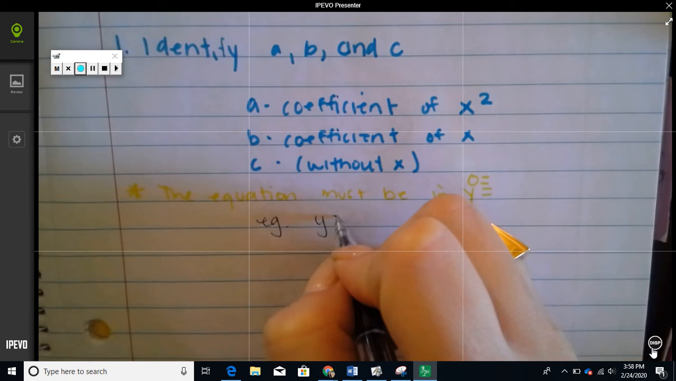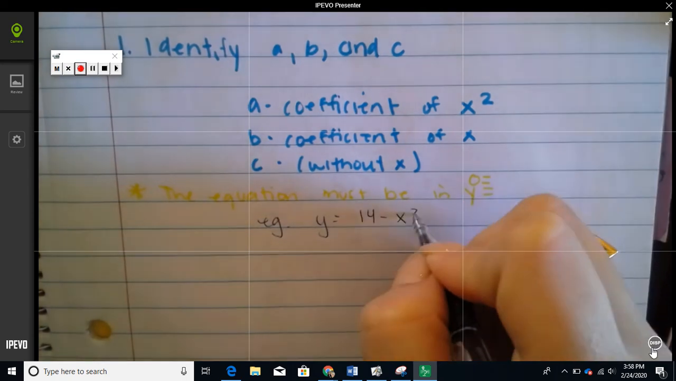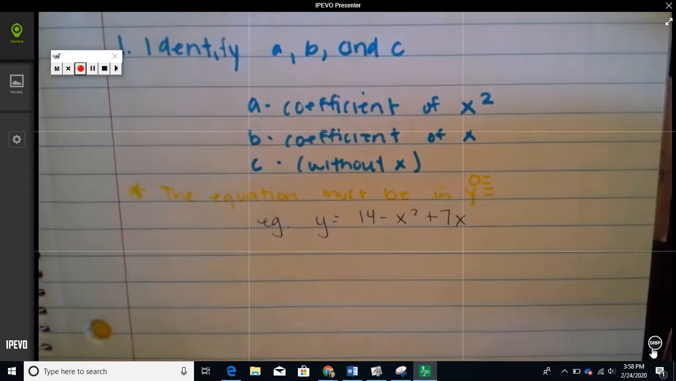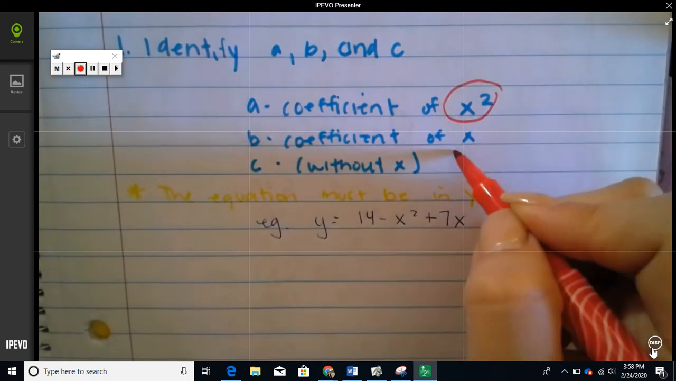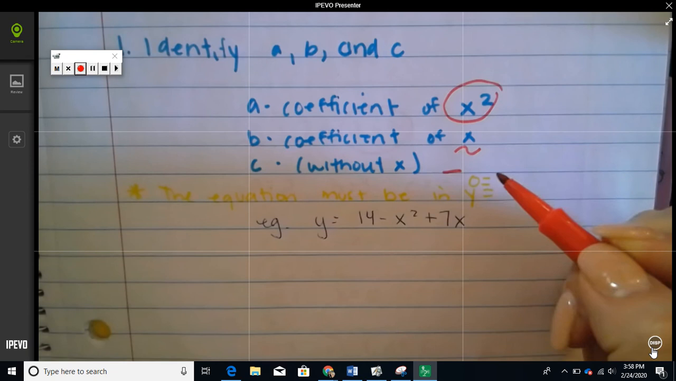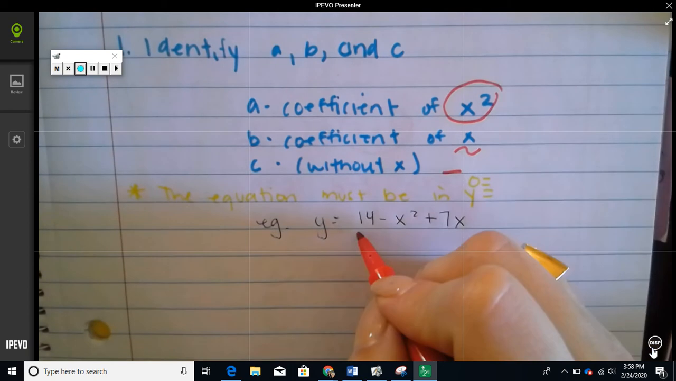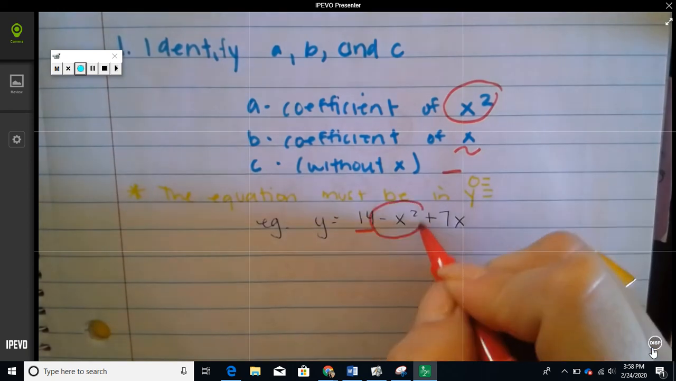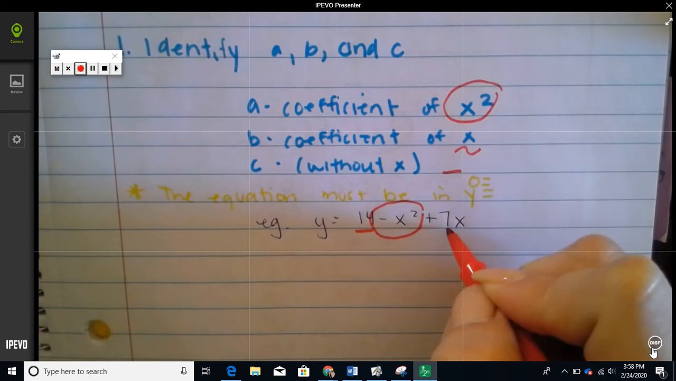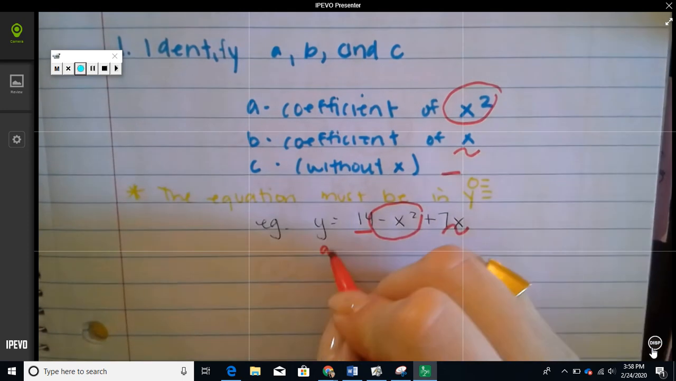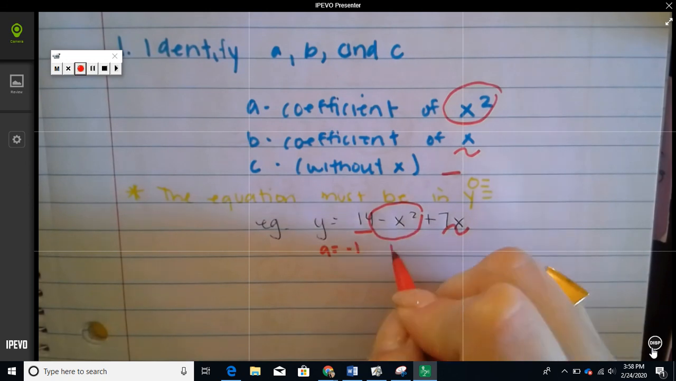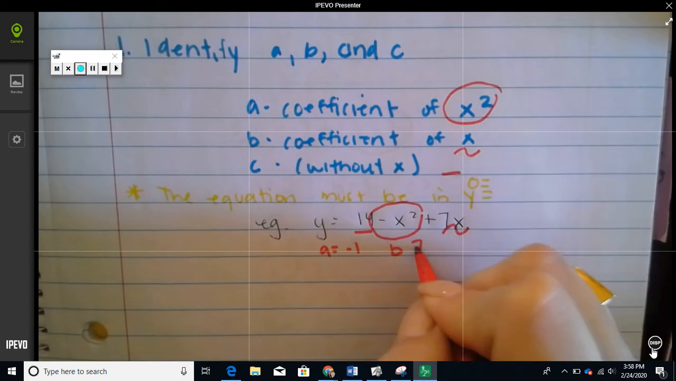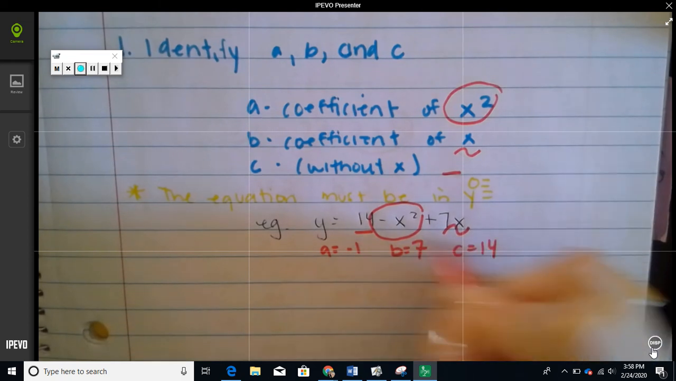So for example, if it's like this, I circle, squiggly, underline. The one that I circle is x squared. The one that I squiggly is the one with x. And the one that I underline doesn't have x or y. So then my A is the one I circle. So how many x squares are there? There's 1 there because I can see 1, but it's negative, so it's negative 1. B squiggly is 7. And C is 14, the one that you underline.